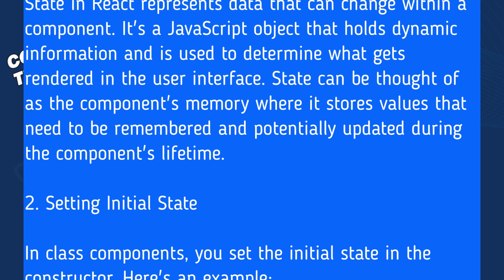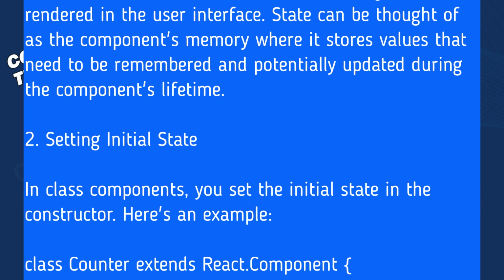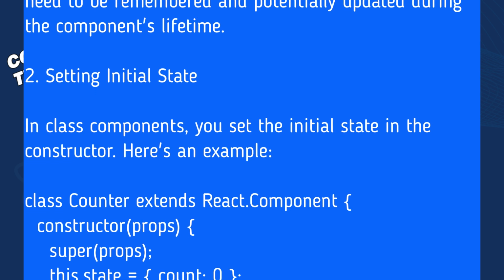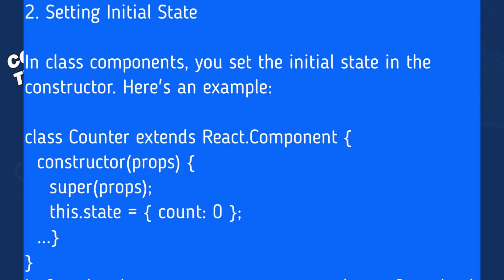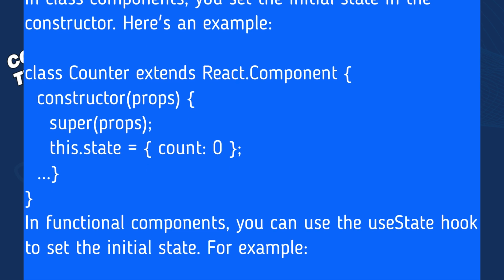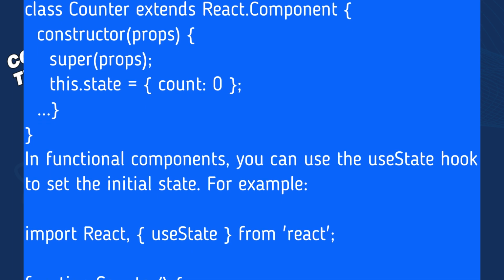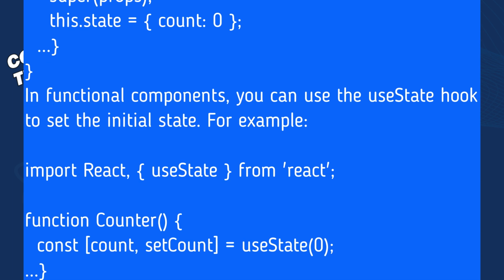2. Setting initial state. In class components, you set the initial state in the constructor. Here's an example: class Counter extends React.Component, constructor(props), super(props), this.state = { count: 0 }. In functional components, you can use the useState hook to set the initial state. For example: import React, { useState } from 'react'; function Counter() { const [count, setCount] = useState(0).